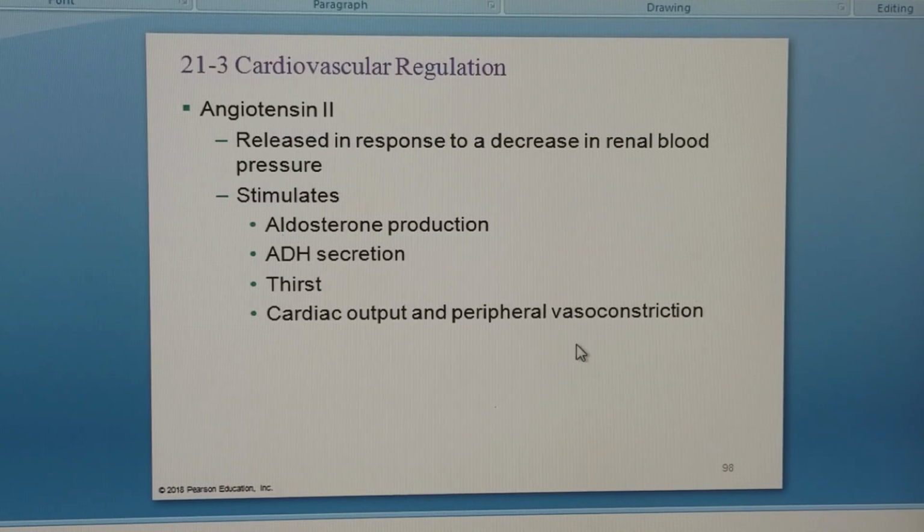High plasma osmotic concentration, circulating angiotensin II. Angiotensin II is released in response to a decrease in renal blood pressure. It stimulates aldosterone production, antidiuretic hormone secretion, thirst, cardiac output, and peripheral vasoconstriction. We've talked about aldosterone. Aldosterone and ADH are pretty much doing the same thing. They're both designed in their own way to help retain the fluids of the body.